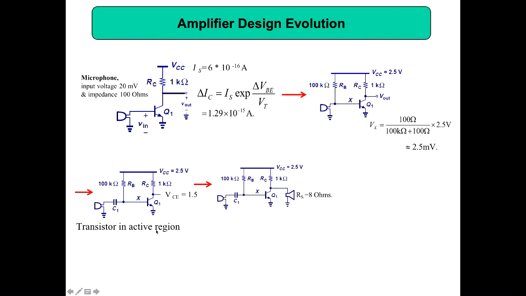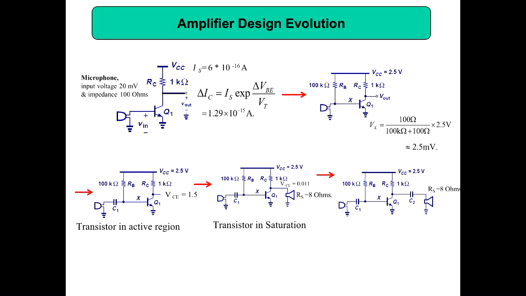Then you connect the speaker at the output. That made the VC come down, so the transistor is in saturation. Then you connected a capacitor, and then the transistor is in the active region. So now the capacitor has solved one issue. Now your transistor is in the active region, but still no gain.